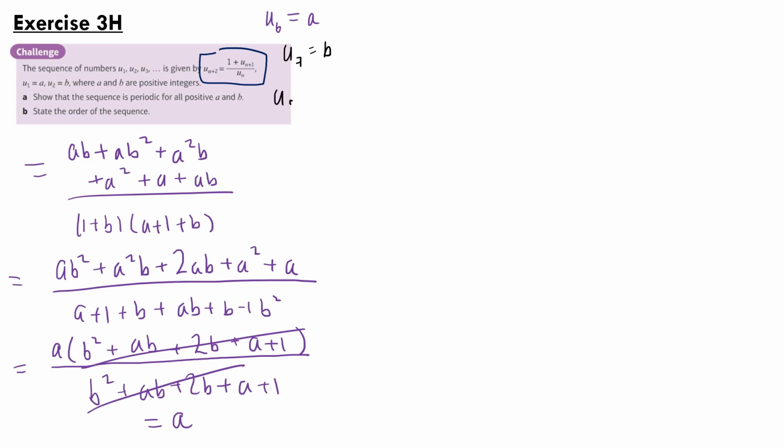Now to show this is periodic, we have to show that u7 equals b. Because then when we find u8, we're going to start all the way from the beginning with (1 + b)/a. And then to find u9, we're going to use u8 and u7, and the whole thing is going to repeat. So we need to find u7, and hopefully this turns out to be b.